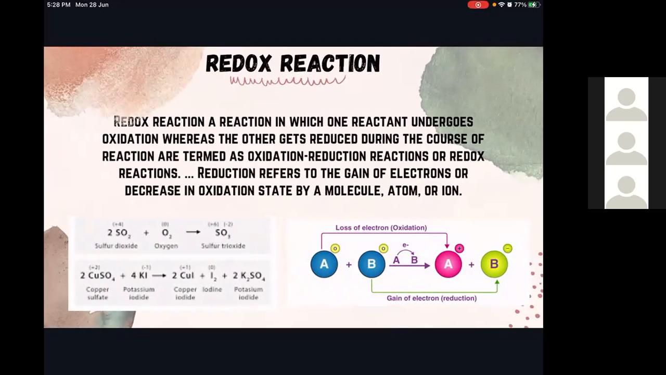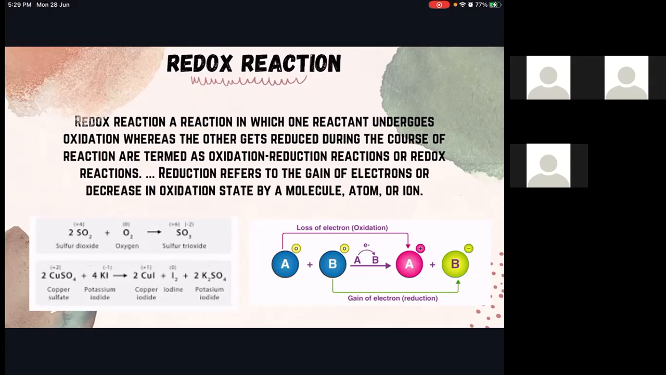Redox reaction is a reaction in which one reactant undergoes oxidation whereas the other gets reduced during the course of the reaction, termed as oxidation and reduction reactions or redox reaction. Reduction refers to a gain of electrons or decrease in oxidation state by a molecule, atom, or an ion. Like sulfur dioxide plus oxygen gives sulfur trioxide. Copper sulfate plus potassium iodide gives copper iodide plus iodine and potassium sulfate.